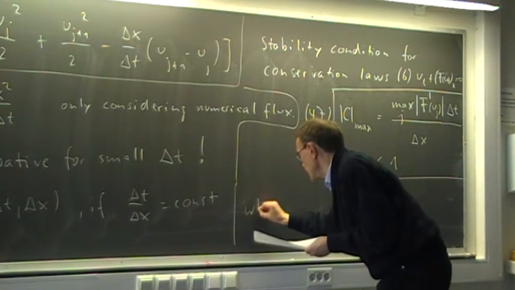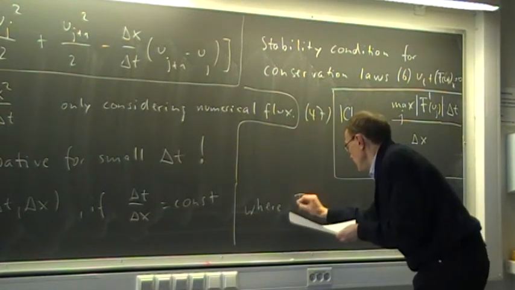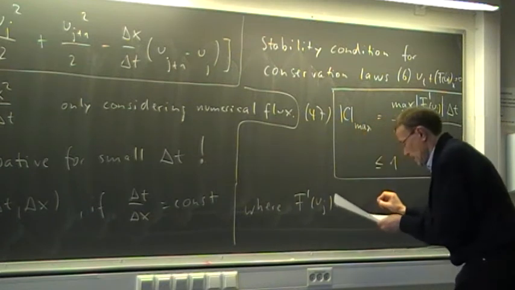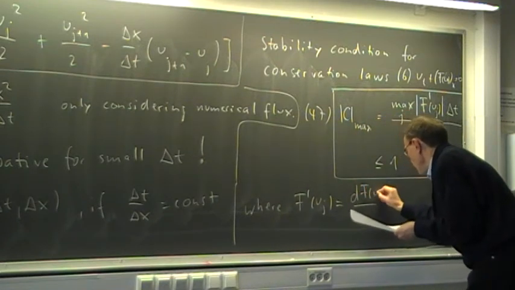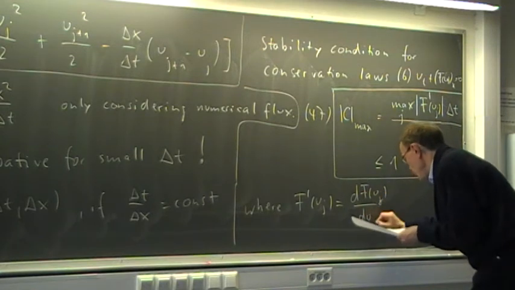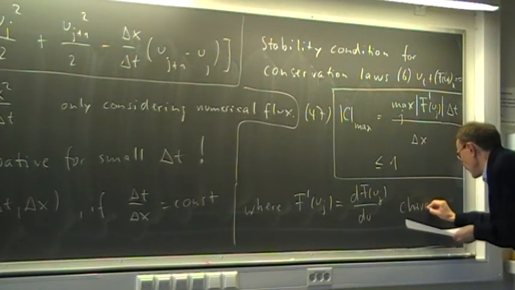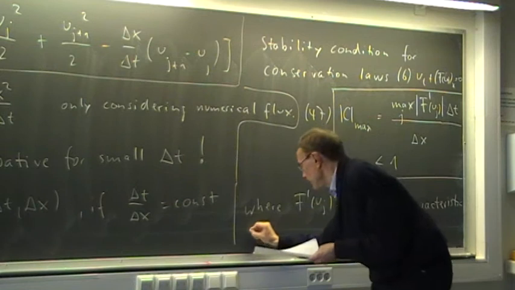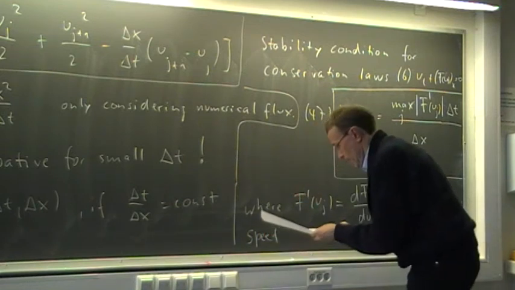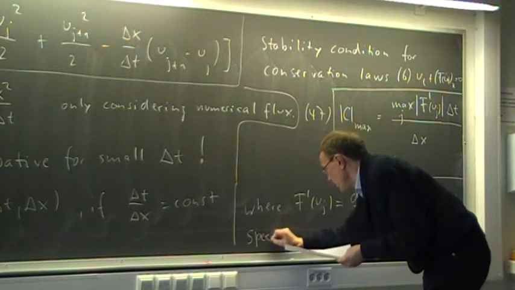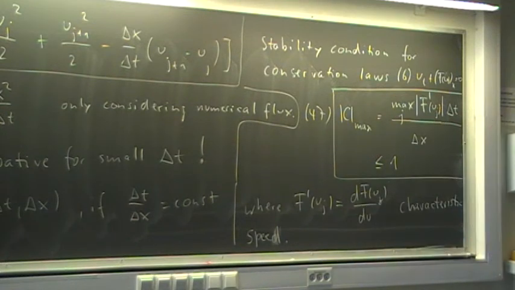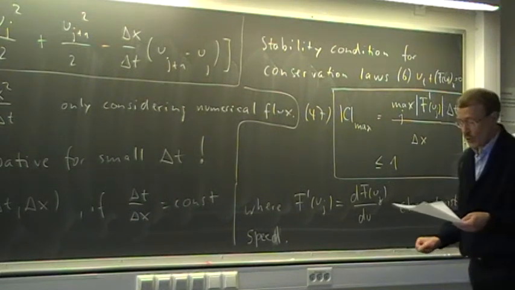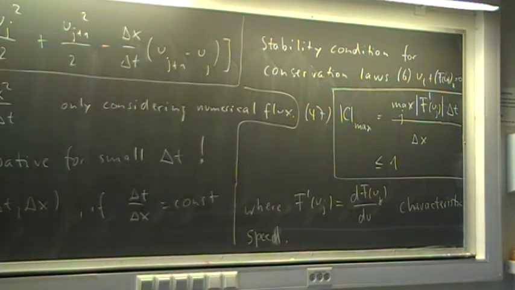And in here, I just said it, we write it also, the f prime of uj is the first derivative of f of uj with respect to u. That is the characteristic speed. And for the inviscid Burgers equation, this is u. So then we would have just uj here. Okay, so then we have a characterization of the Lax-Friedrichs method.